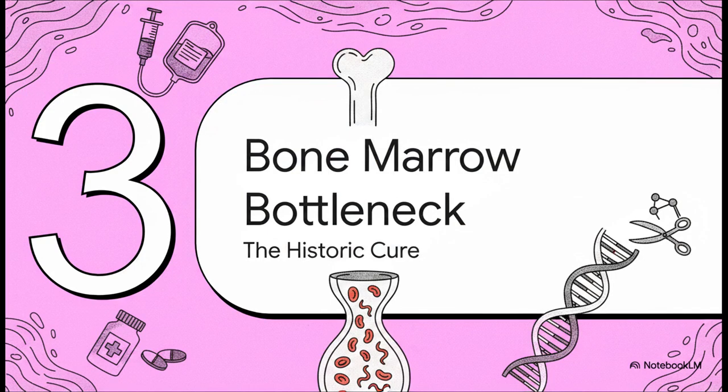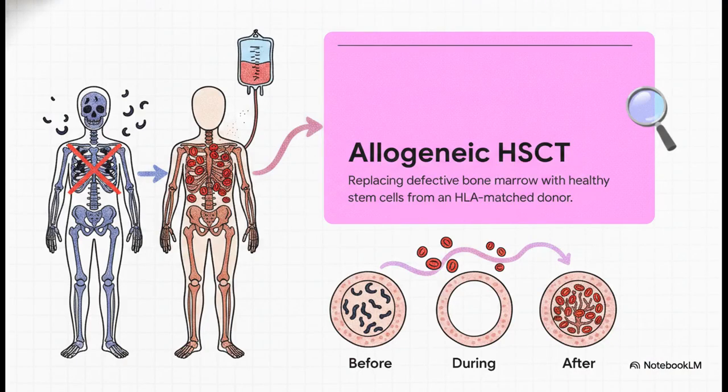Section 3. The bone marrow bottleneck, the historic cure. Let's move on and see how this builds into the quest for a cure. Historically, the only clinically validated cure has been an allogeneic bone marrow transplant. The concept is kind of brutal, but effective.